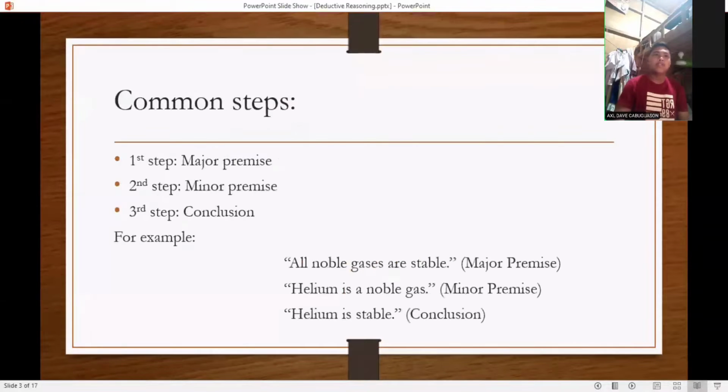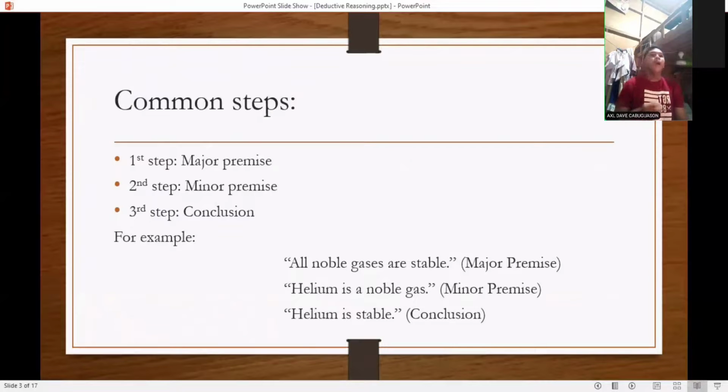In deductive reasoning, there are common steps that we have seen in so many examples. The first step is when we create a major premise, or general assumption. The second step is a supporting premise for our major premise, which is the minor premise. This is the assumption that supports our first assumption. And the third step is where we come up with a specific conclusion.